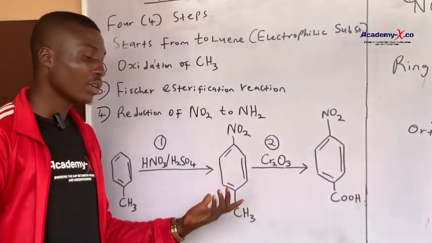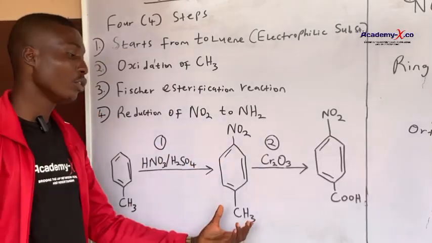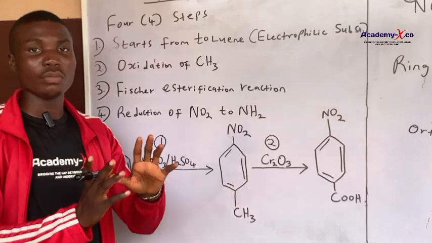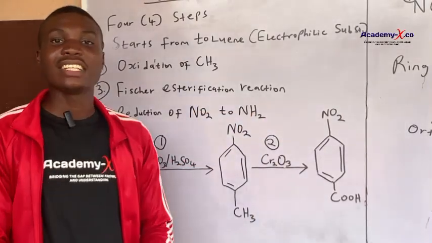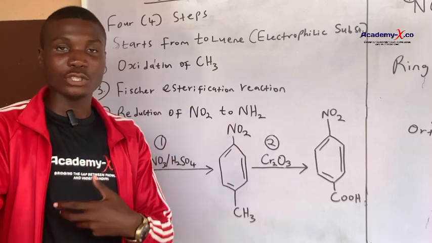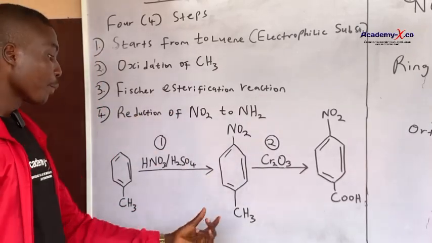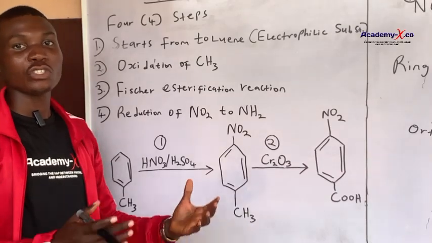But for this particular case, let's use 2 definitions. We're going to use the definition of oxidation according to oxygen and also according to hydrogen. So oxidation simply means addition of oxygen, and according to hydrogen, oxidation means removal of hydrogen. So what is going to be happening here is that oxygen will be added, and hydrogen will be removed.